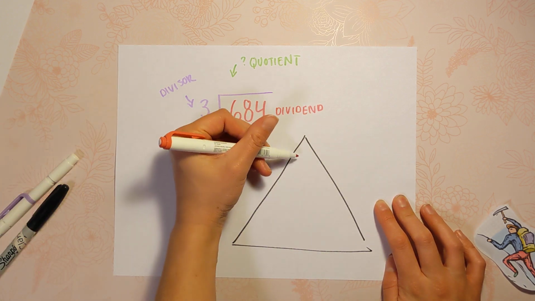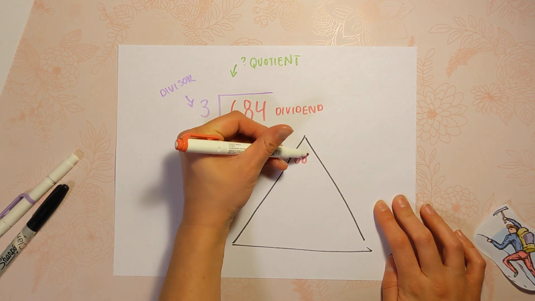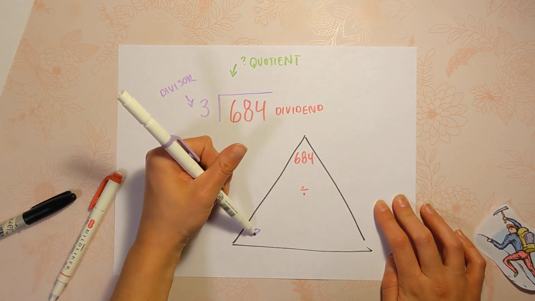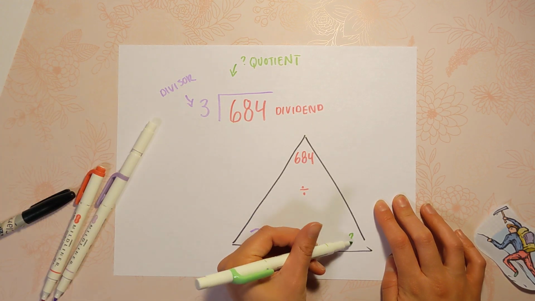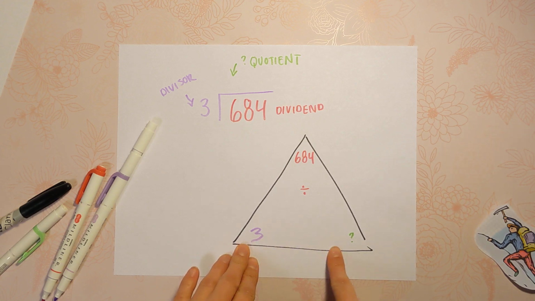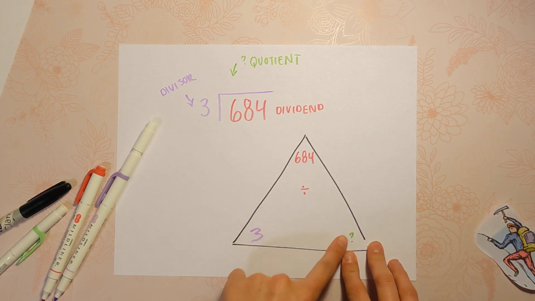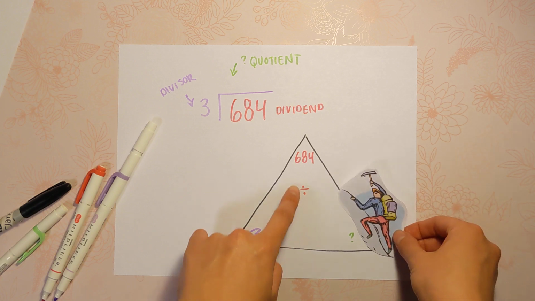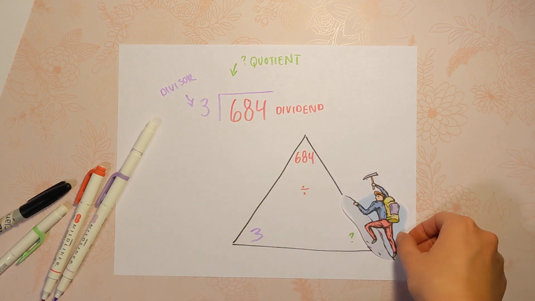So the dividend goes at the top. It's my biggest number. 684 divided by 3 equals question mark. And that's what I'm trying to figure out. Now, the area model strategy is really, really cool because we are going to just start chipping away at this mountain or climbing up this mountain until we get up to 684.